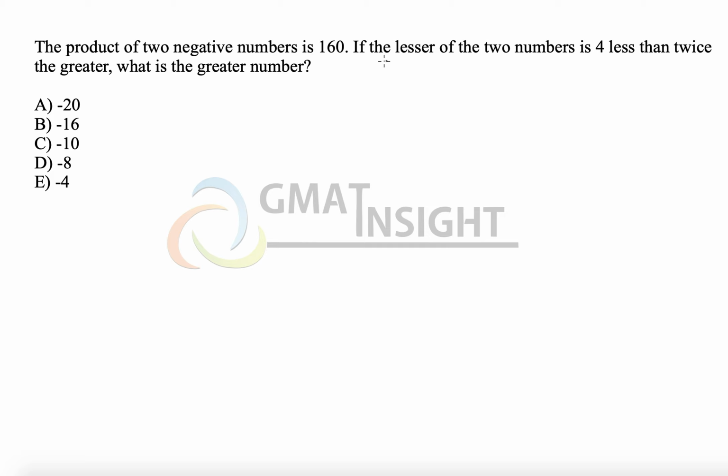The product of two negative numbers is 160. If the lesser of the two numbers is 4 less than twice the greater, what is the greater number? So now we have a lesser number and a greater number. Let's assume that the greater number is x.